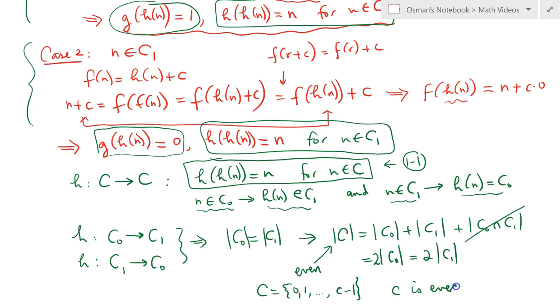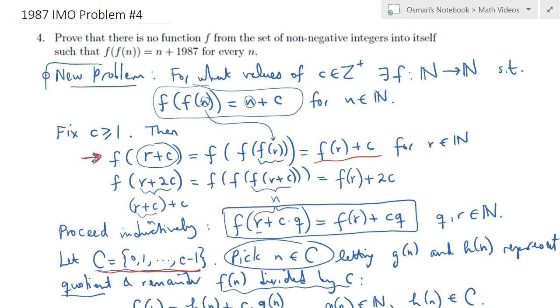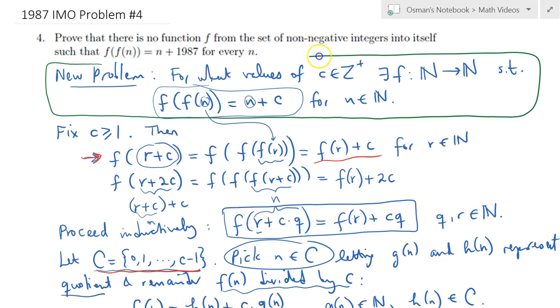C is even. And that brings us to the conclusion that our function, the original, so we can now go back all the way to the top, and when we think about the solution of this problem, now we know the answer. The answer is that this functional form defined as f of n equals n plus c will only exist for even valued c. So we can say that the answer is when c is even. But notice that 1987 is an odd number. As a result, no such function f will exist, and we are done.